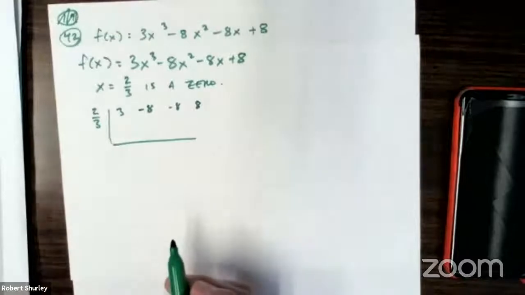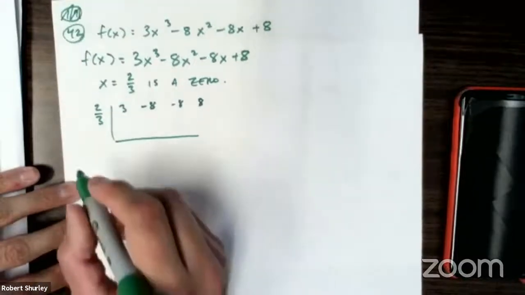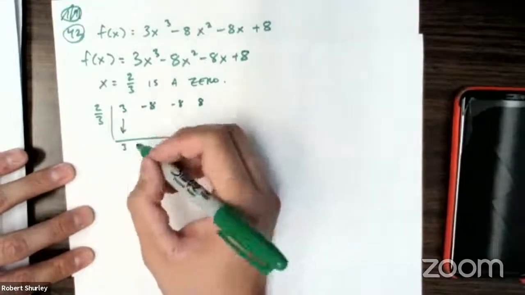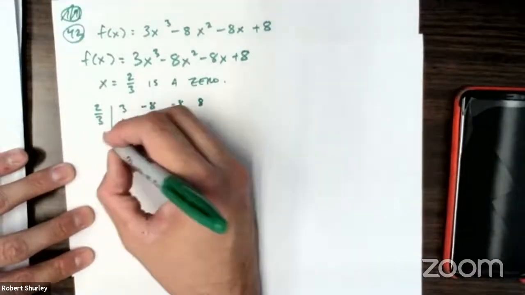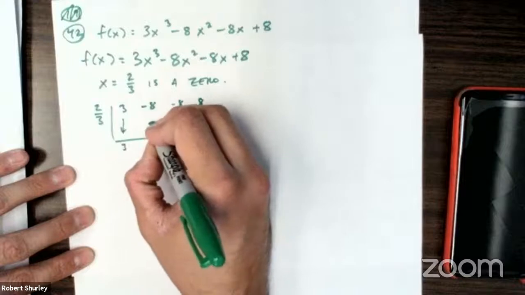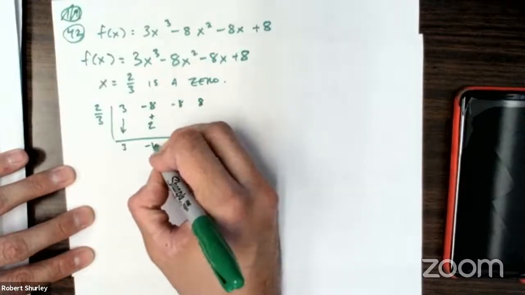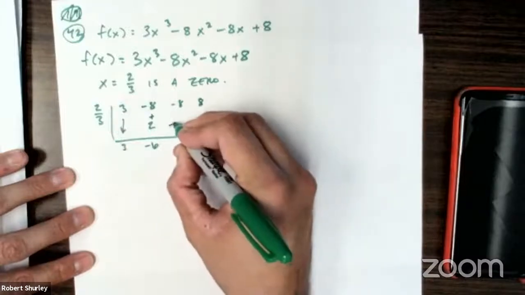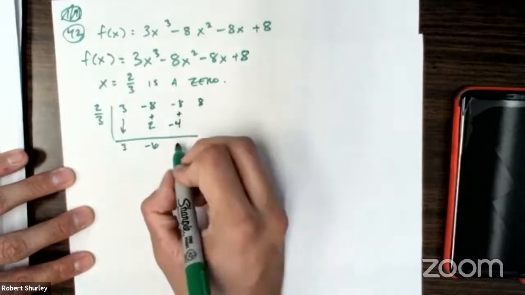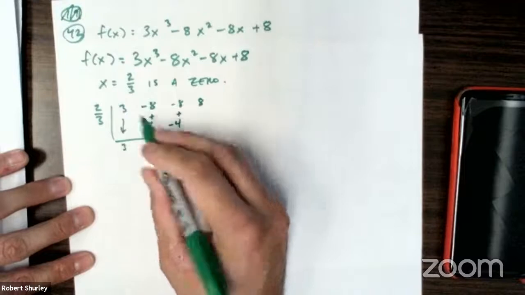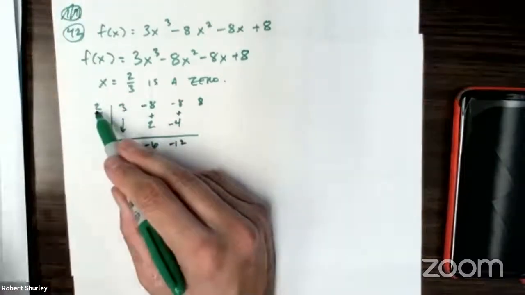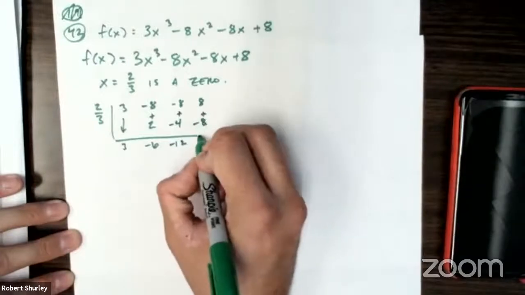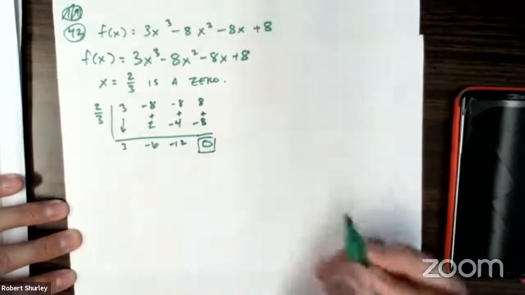Okay, so bring the 3 down. 3 times 2/3, that's 2, because it would be 6 divided by 3. Add that vertically, we get -6. -6 times 2/3, that's -12 divided by 3. That's -4. Add that vertically. -12 times 2/3, well, -12 times 2 is -24. Divided by 3 is -8. So we do wind up with 0.